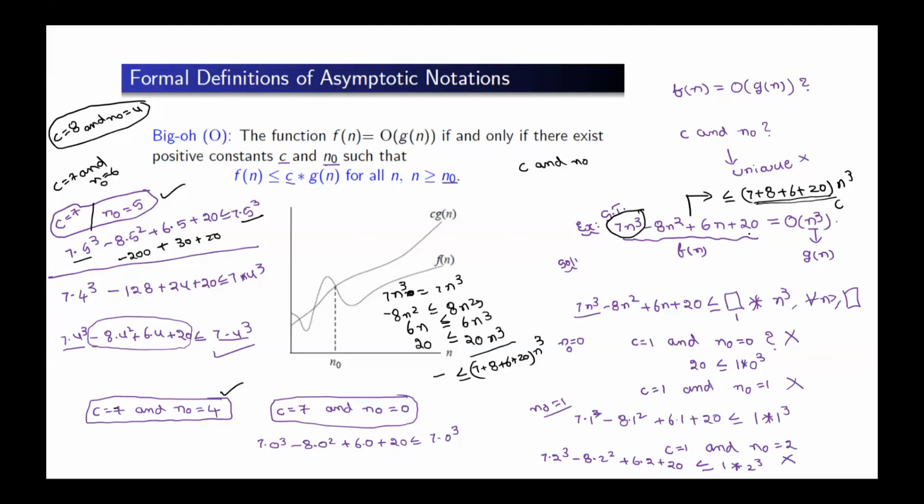Definitely n naught equal to 0 fails, no? N naught equal to 0 means here 20 is constant, all the other terms become 0, so 20 less than or equal to 0. It is not correct. N naught equal to 1 if I take, is it true? I think it becomes true, no? N naught equal to 1 satisfies, no, madam?